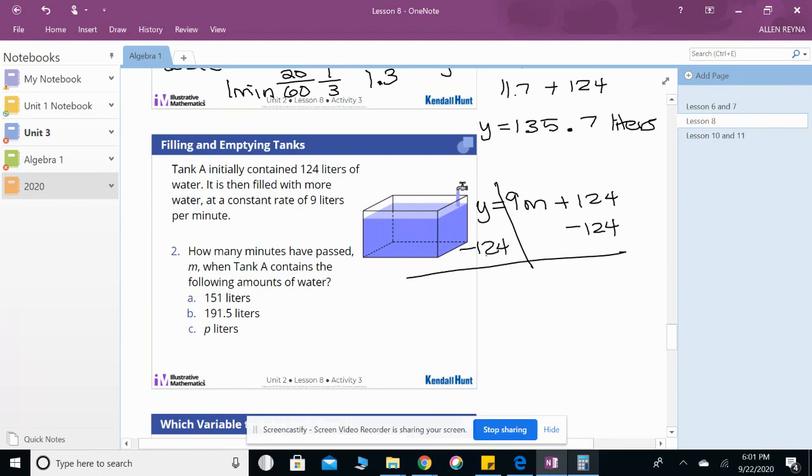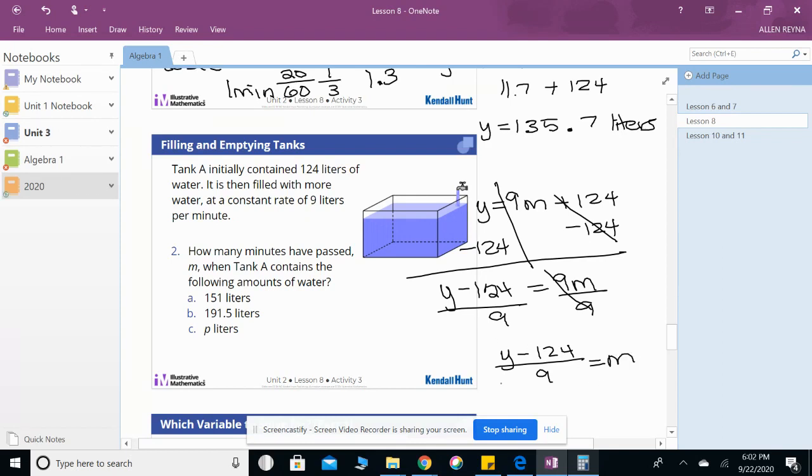Can you subtract y and 124? Are those common terms? Are those like terms? No, they are not. So you just have to leave it as y minus 124. Those cancel. Okay, m is not by itself yet, so we're going to divide by 9. Yay! So we get y minus 124 divided by 9 equals m.